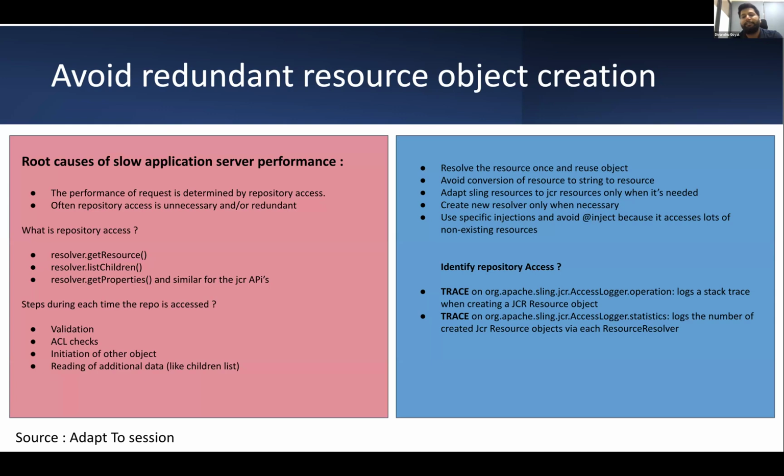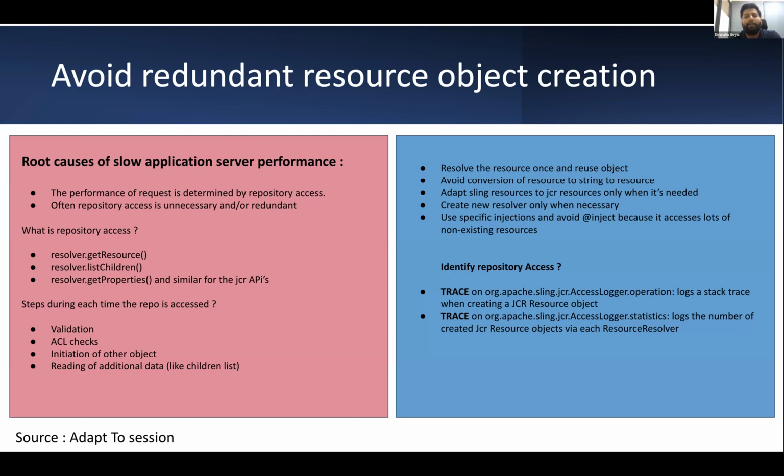So let's try to understand what can be the root causes of slow application server performance. One was query, which I already talked about, but why even that? The performance of a request has a major factor, which is repository access: how many times you're accessing the repository while rendering a particular resource onto your page. It could be a single component or the whole page, whatever it is, the repository access can be a major factor there.